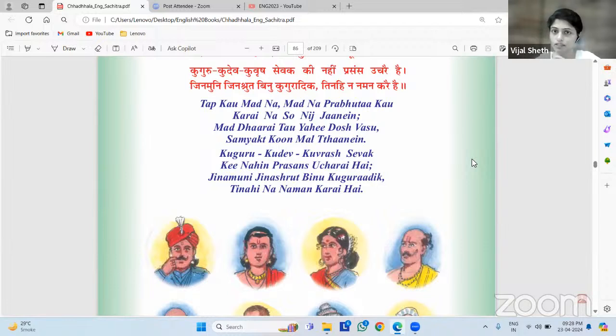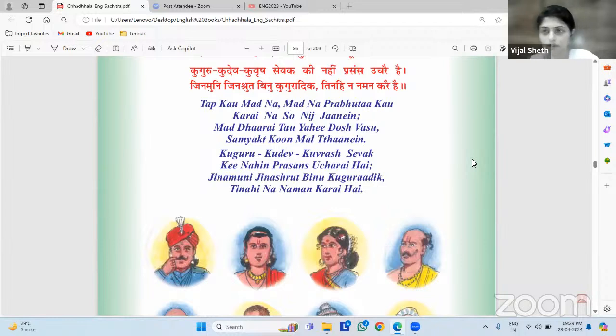So what did the Samyak Drashti do? Nahi prashans uchare hai. They do not praise them or get involved in them. They do not do anumodana of these activities. They are not involved in any of these. So they avoid the 6 anayatan. Jin muni jin shrut bin kuguradik tinhe na naman kare hai. They do not even bow down to the false entities.